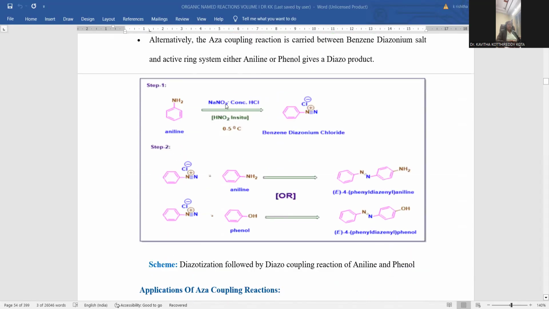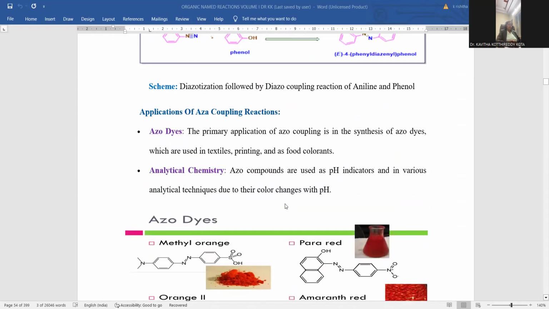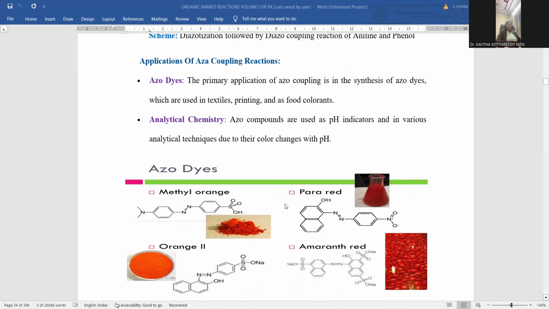But in a simple manner, whenever aniline is treated with sodium nitrite and concentrated HCl at 0 to 5 degrees centigrade, HNO2 is generated within the reaction vessel, and that is able to bind with this NH2, giving rise to the diazonium chloride salt. Diazonium chloride is reacted with either aniline or phenol. Accordingly, the product formation is possible. Applications: we are going to conclude the session by introducing their applications. Applications are most important from the perspective of importance and significance.